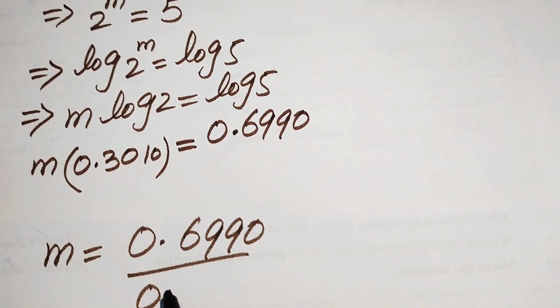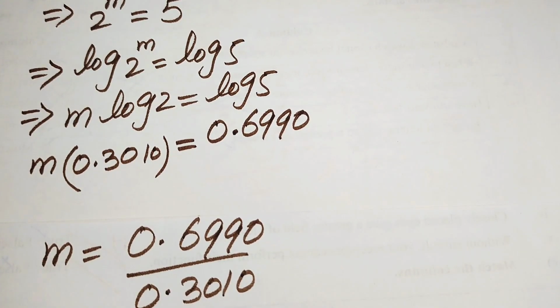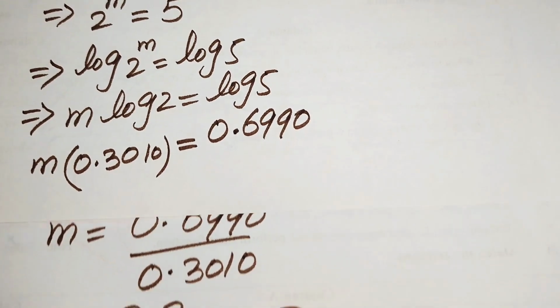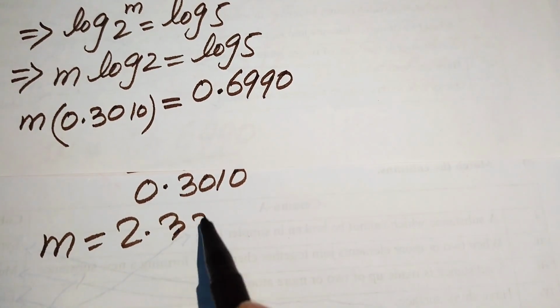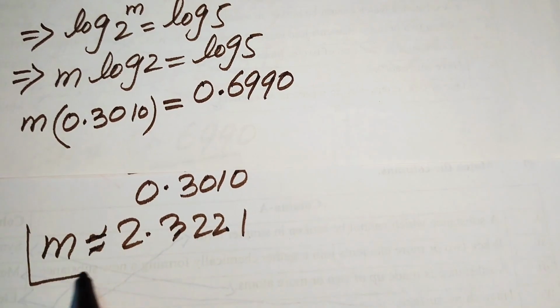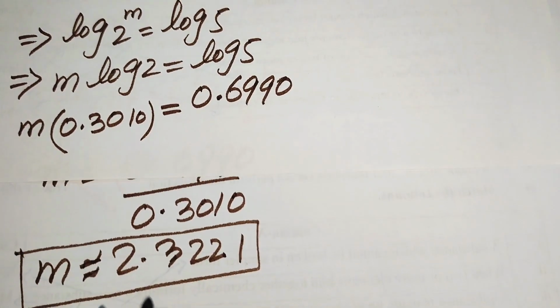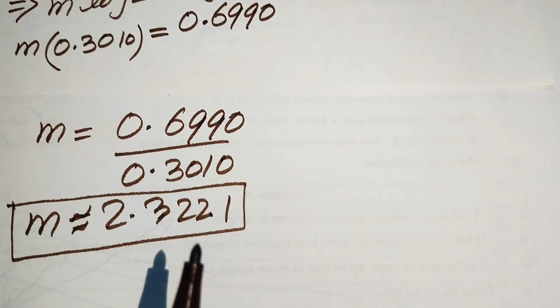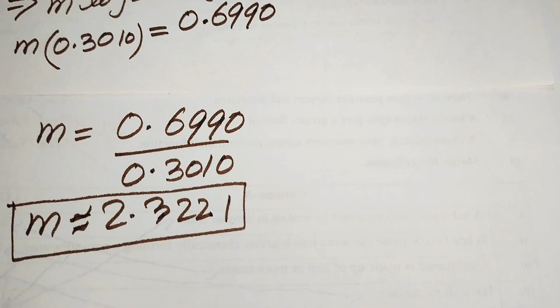So m equals 0.6990 divided by 0.3010. When we divide 0.6990 by 0.3010, it equals 2.3221. So this is the approximate value of m which we get from our first case. Now we move towards our second case.